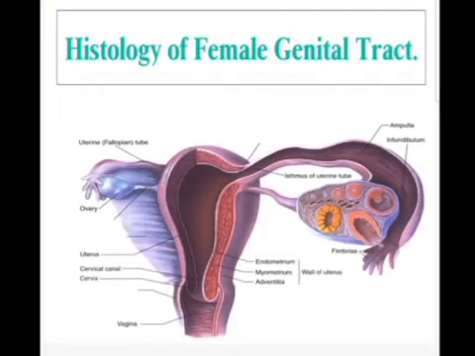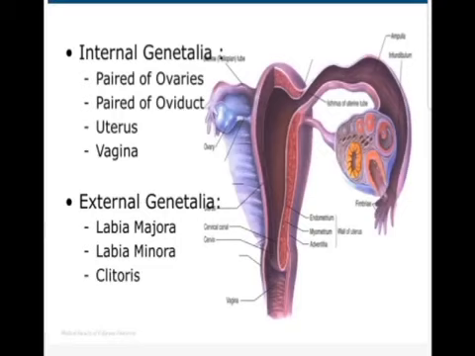You can see that the female reproductive system consists of a pair of primary sex glands, which are the ovaries, and there is a system of ducts, which are the uterine tubes, the uterus, and the vagina, and their external genitalia. If we talk about the internal genitalia, there is a paired ovary, there are pairs of oviducts, and there is the uterus and the vagina. This is the ovary, these are the oviducts, and this is the uterus and the vagina. And the labia majora, labia minora, and the clitoris are included in the external genitalia.